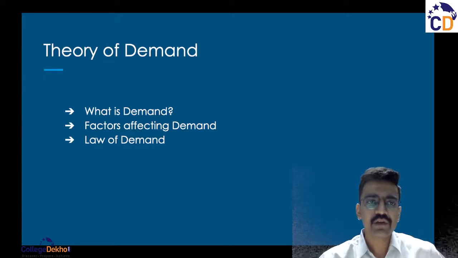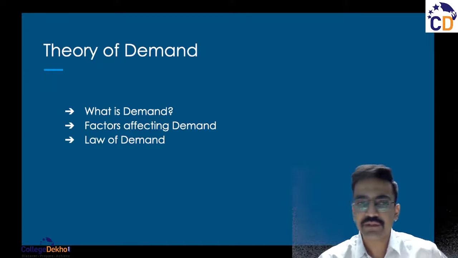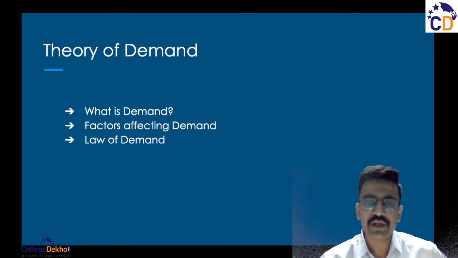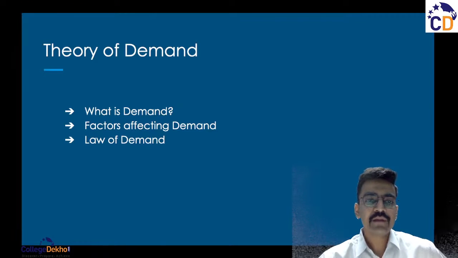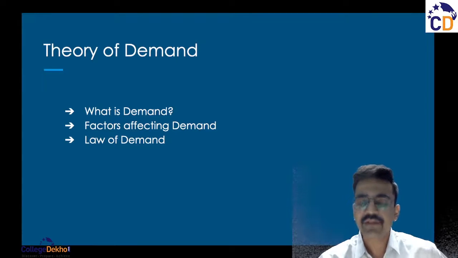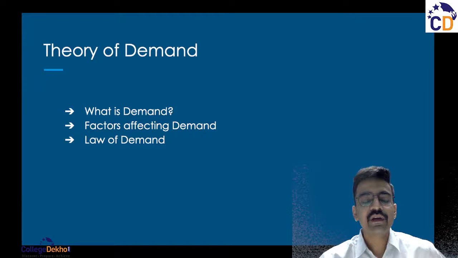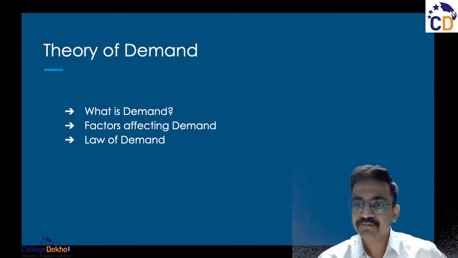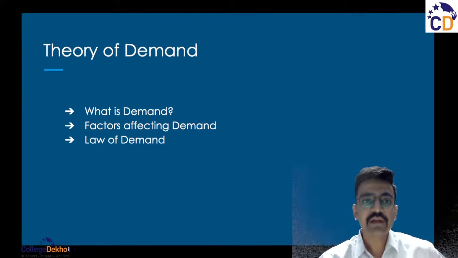Although we have been hearing this term demand all the time basically, what does the term demand mean? Now let us look at this. So demand refers to the quantity of the commodity which a consumer is willing to buy at a particular price during a particular period of time, right?